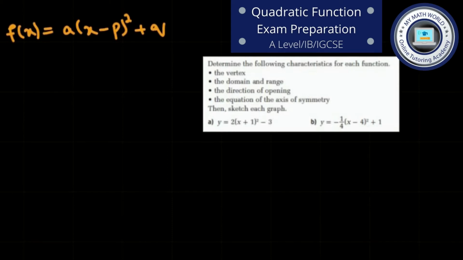examples. Here we have a question where we have to determine the following characteristic for each function: the vertex, the domain, the range, the direction of opening, the equation of the axis of symmetry, and then sketching of the graph. And the questions are, this is the first question. Equation is y is equal to 2 times (x plus 1) whole square minus 3, and then second one is y is equal to minus 1 over 4 (x minus 4) whole square plus 1. So we will consider these two specific cases.